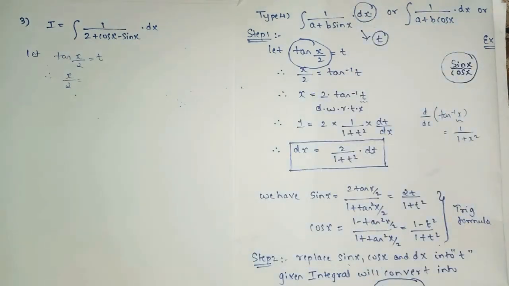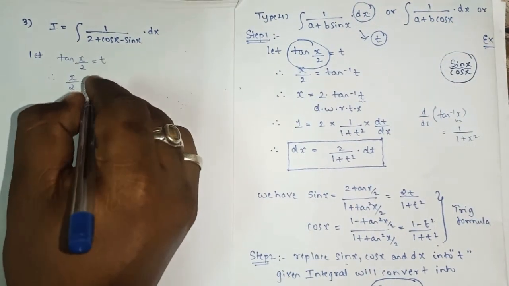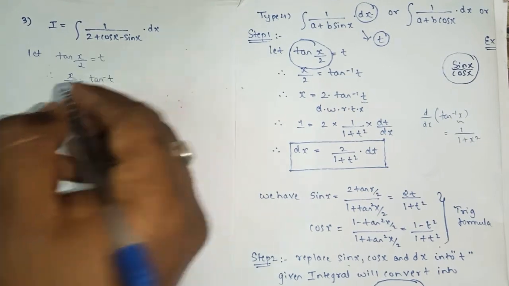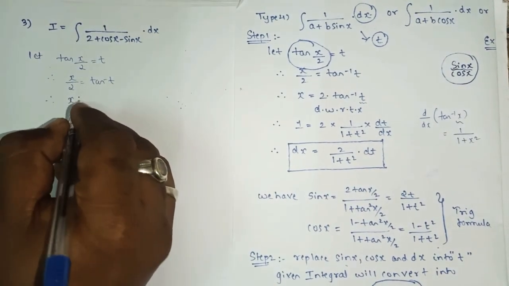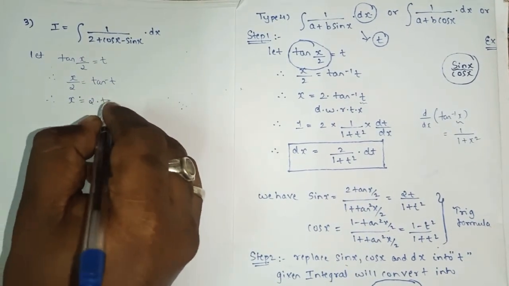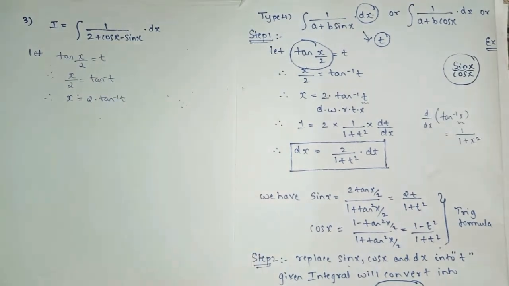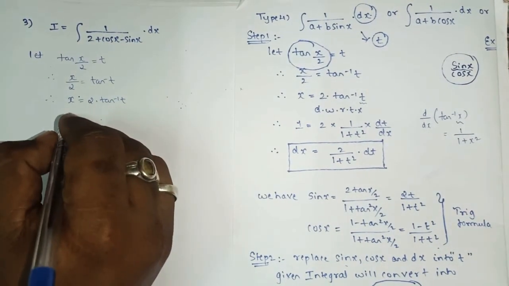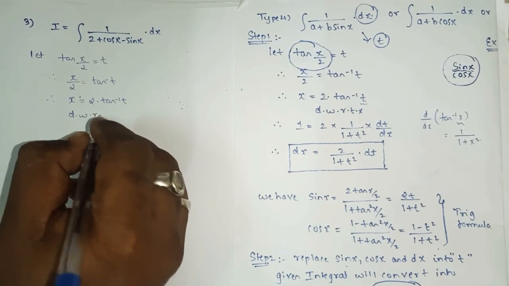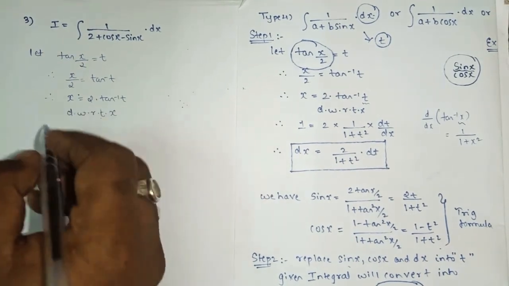Try to buy at the step. Okay, so tan will go that side, so this will be tan inverse t. X will be equals to what? 2 into tan inverse t. So now we'll find the derivative with respect to x.